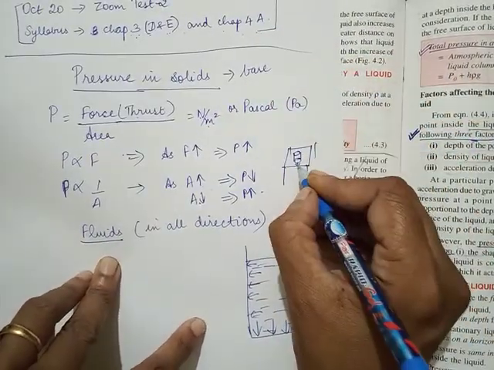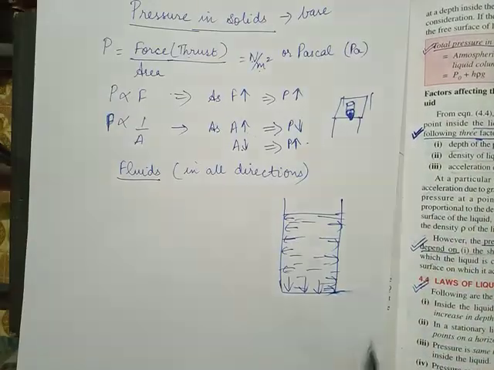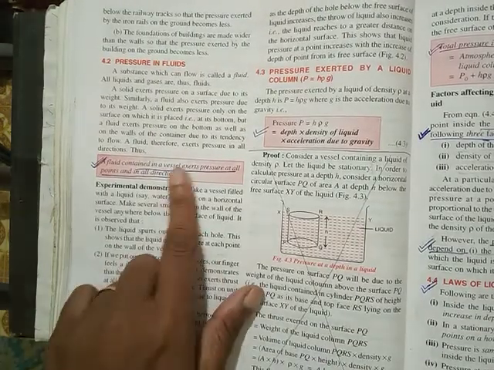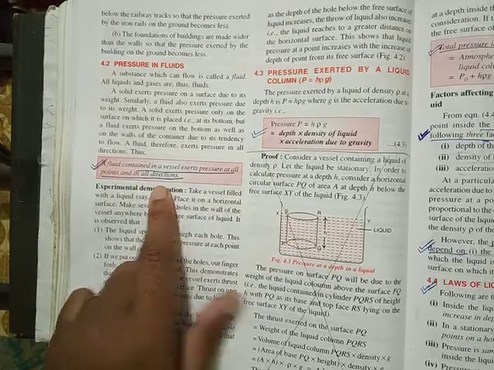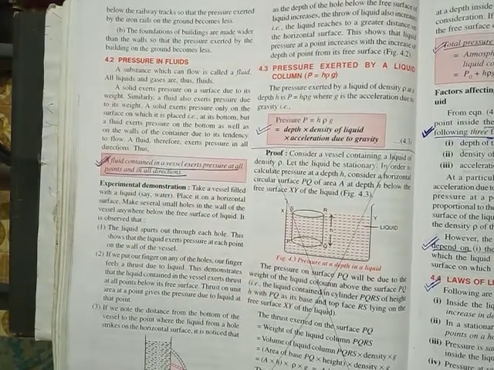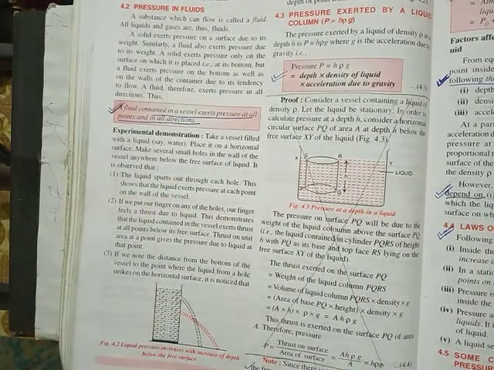Whereas solids exert pressure only at the base. So, that's the main difference. A fluid contained in a vessel exerts pressure at all points and in all directions. So there is an experimental verification. This you have studied in lower classes. Just go through it, that's enough.